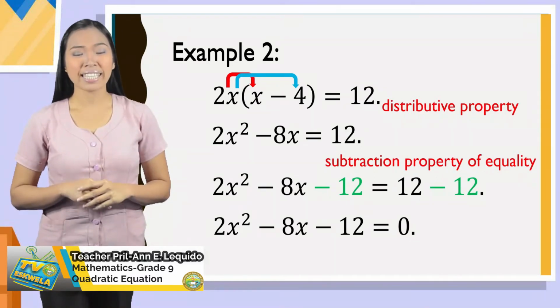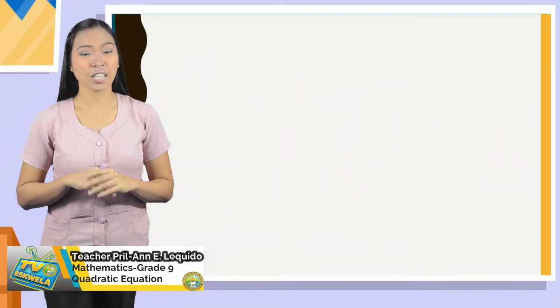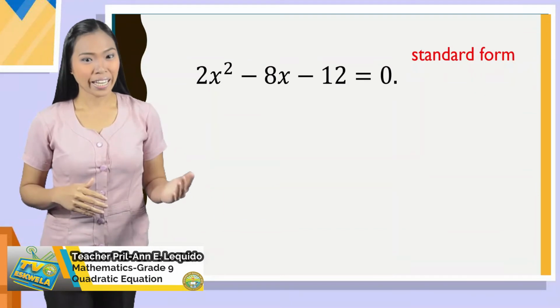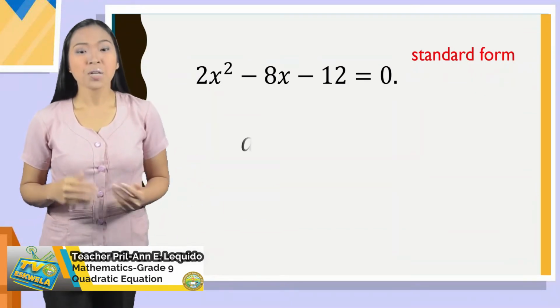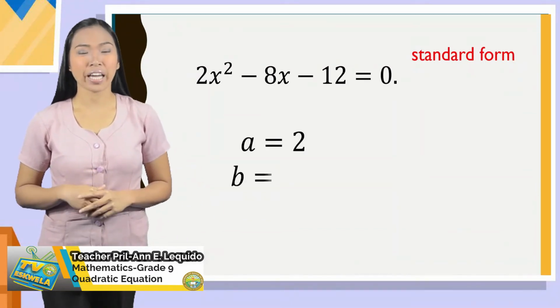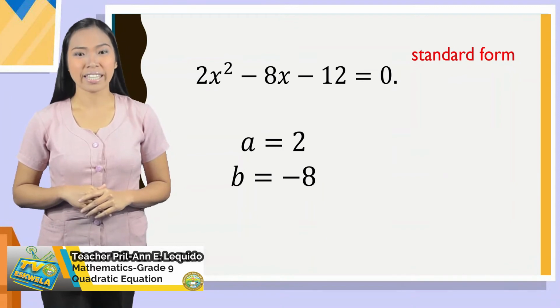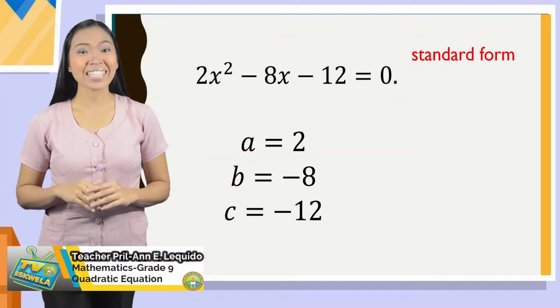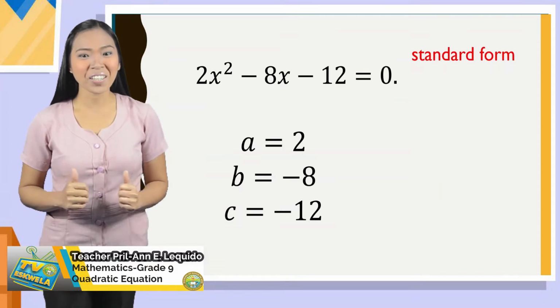We can now identify the values of a, b, and c. A equals 2, b equals negative 8, and c equals negative 12. Did you arrive at the correct answer? Very good!